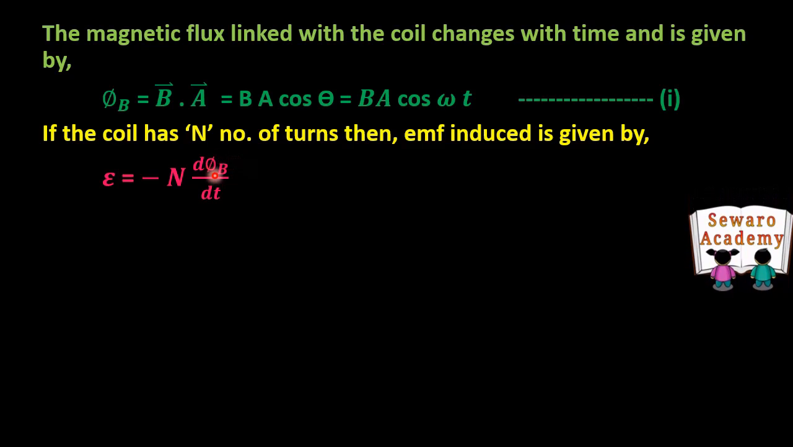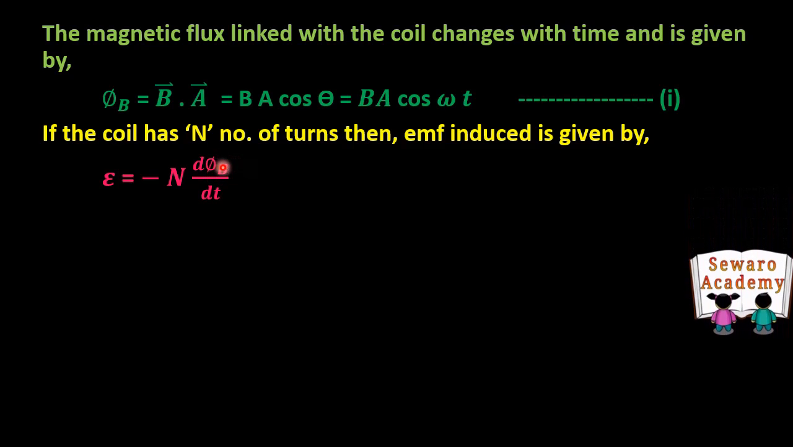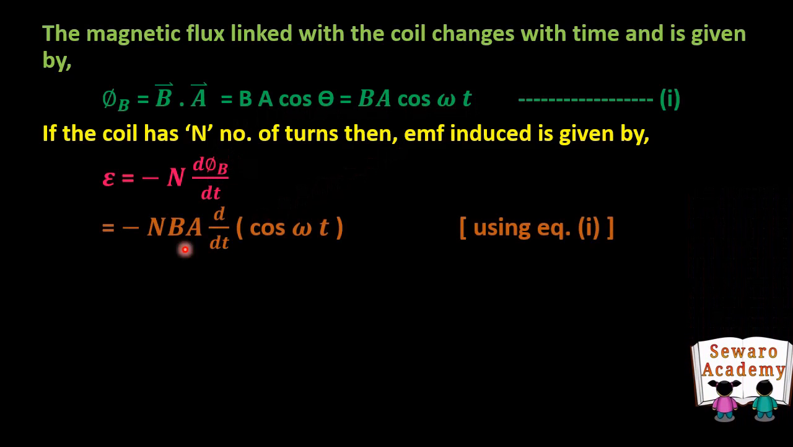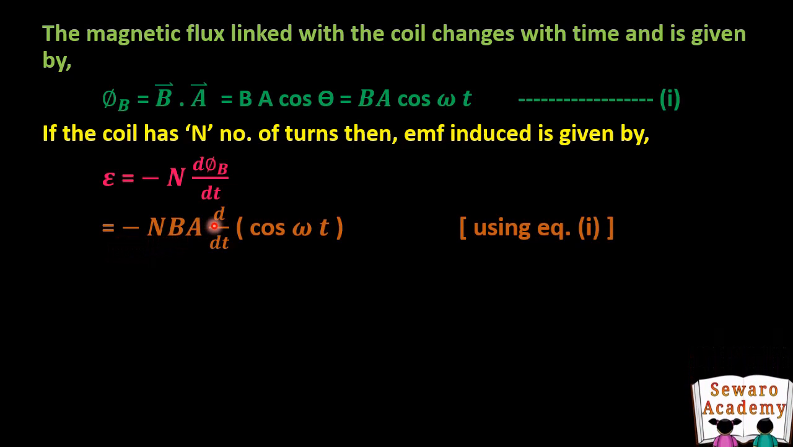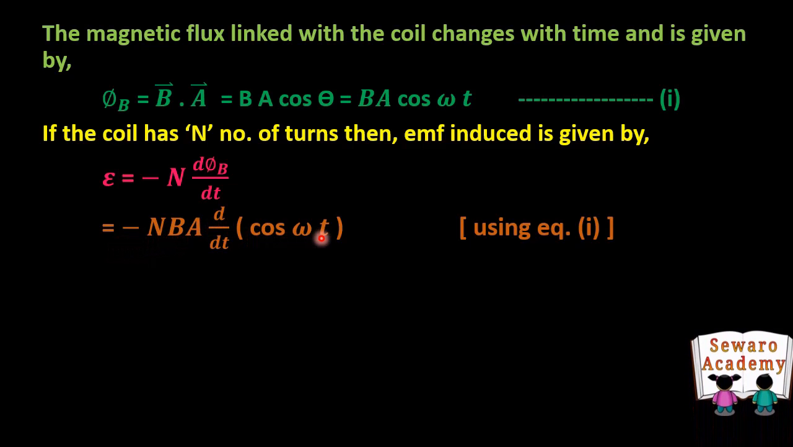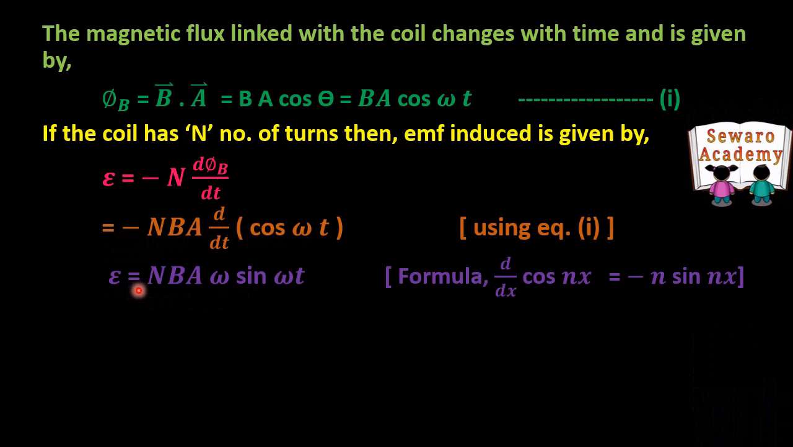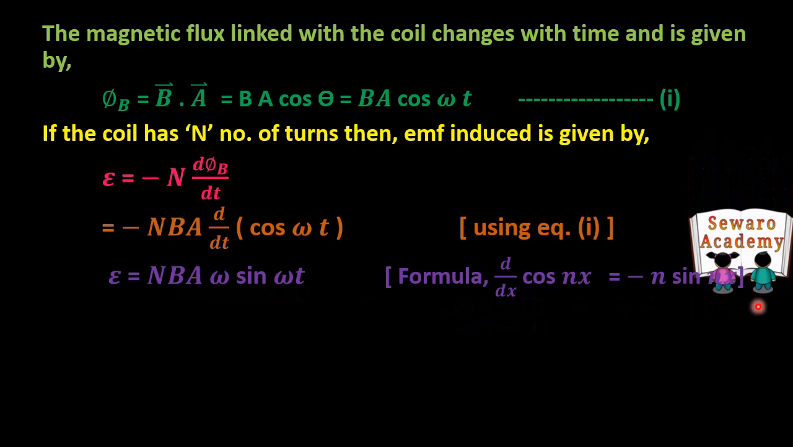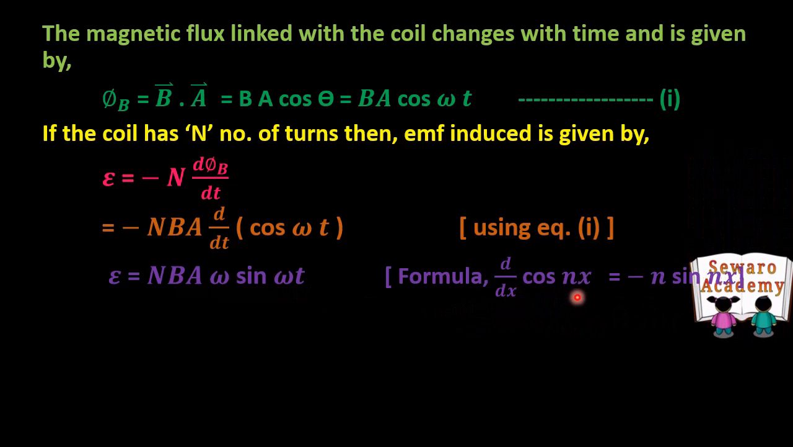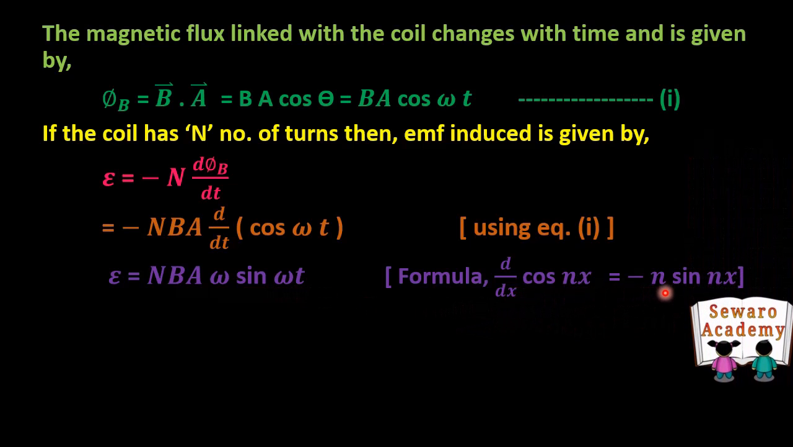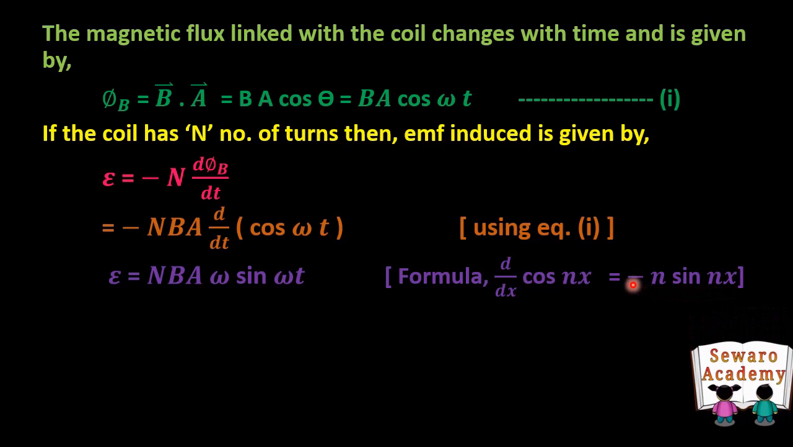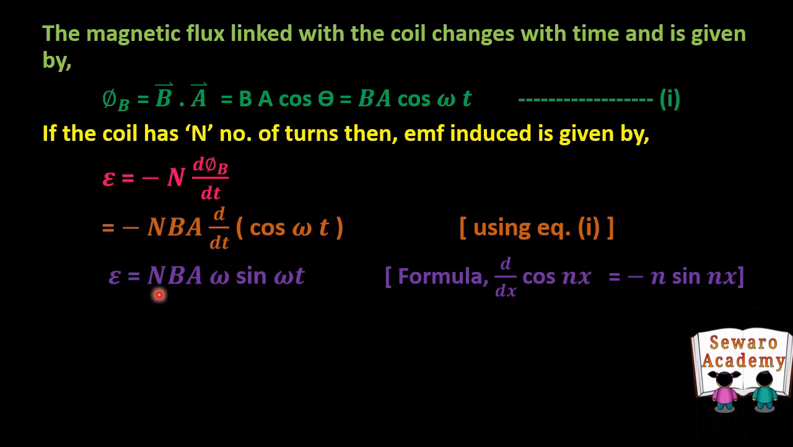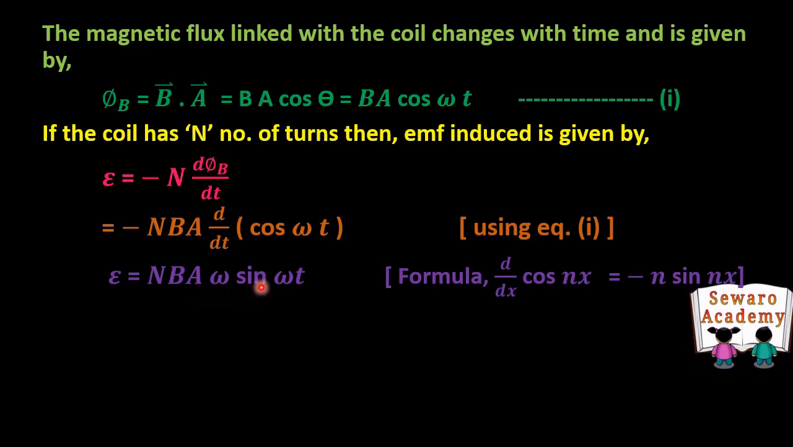Replacing the expression for phi b from equation number 1 here, we can write minus NBA times the differentiation of cos omega t. EMF equals NBA omega sin omega t. Here we have used this formula: differentiation of cos nx equals minus n sin nx. So this minus and this minus will cancel, and it will be plus NBA omega sin omega t.